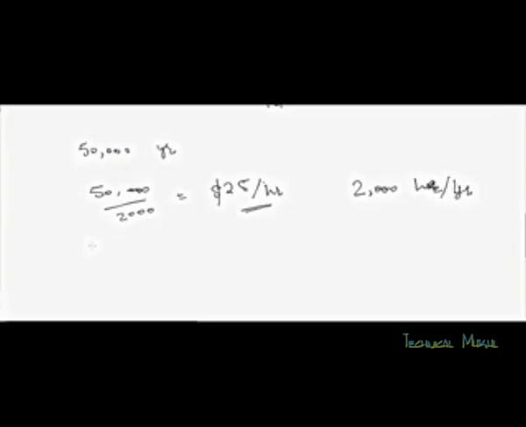In the same way, if you are getting 70,000 a year, that means you are getting 35 dollars per hour. So that's another quick calculation that you can do to get some approximation.